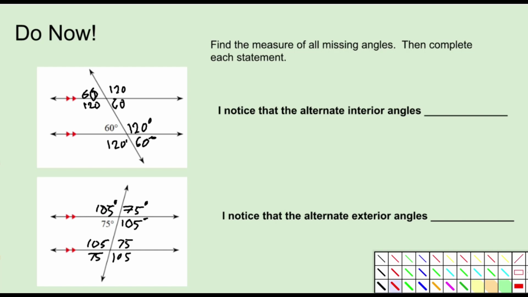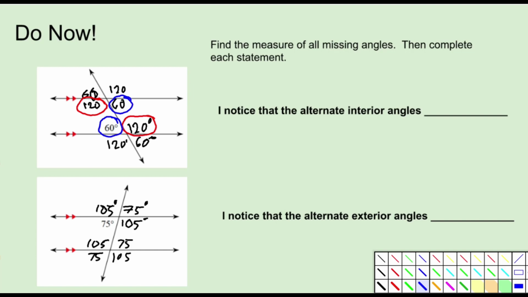I noticed that alternate interior angles something. So let's take a look at alternate interior angles. Remember, interior is going to be between those two lines, and alternate means we're going to switch sides. So I'm going to circle this angle and this angle. And let's circle the other pair also. So let's circle the 60 and the 60. All right, perfect. So I circled two pairs of alternate interior angles.